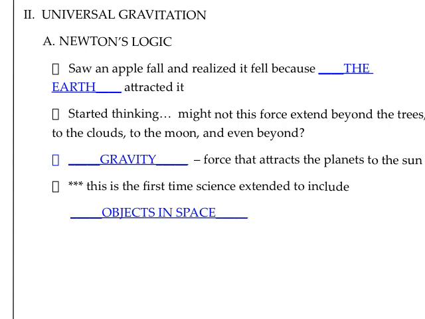And then he started wondering if this same force extended beyond the trees and the clouds that you could see and even more into outer space. And Newton concluded that gravity was in fact the force that attracted the planets to the sun. This is really important because it's the first time that science extended to include objects in space.